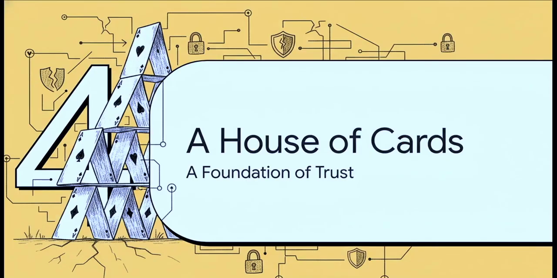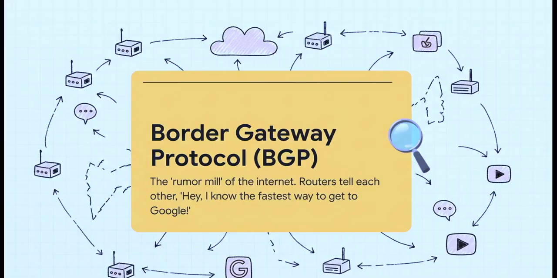And this simple trick of faking an address points to a much bigger, almost philosophical truth about how the internet is built. We tend to think of it as this robust, engineered system, but in reality, it's more like a giant house of cards built on a very fragile foundation. That foundation is a system called the Border Gateway Protocol, or BGP. And you can forget the technical name, just think of BGP as the internet's rumor mill.